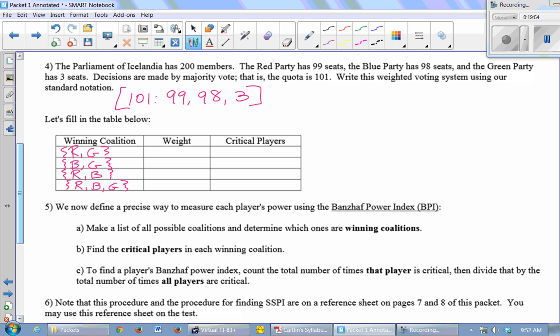All right, so the weight of this coalition, red and green, add the weights of their votes. So that would be 99 and 3, which is 102. And the weight of blue and green, 98 and 3, is 101. Red and blue is 197, and all 3 is 200.